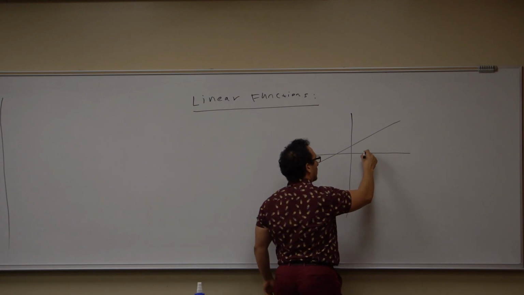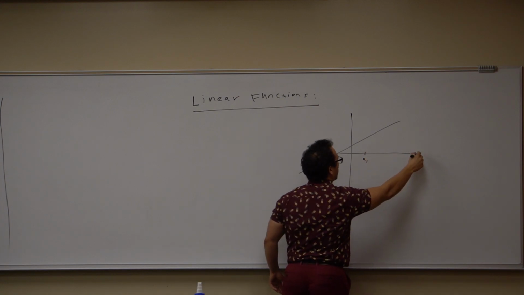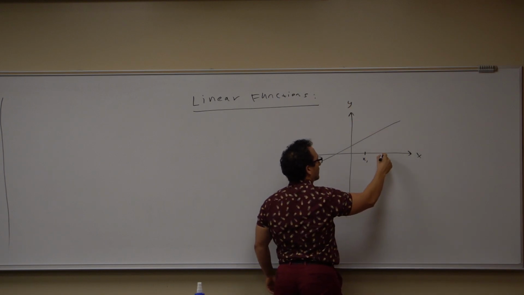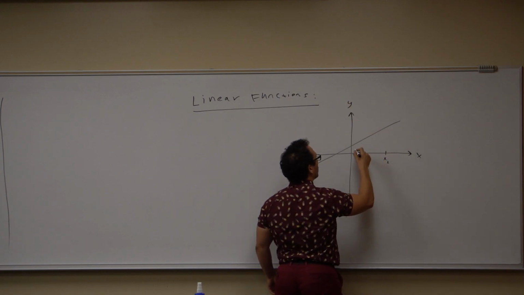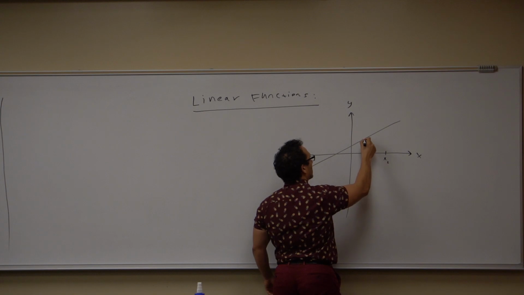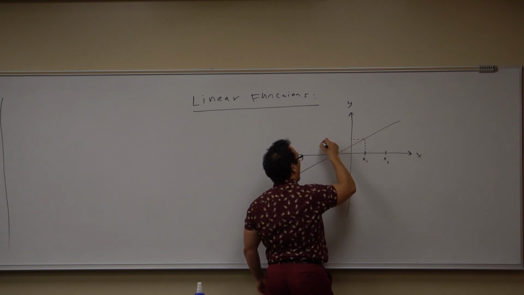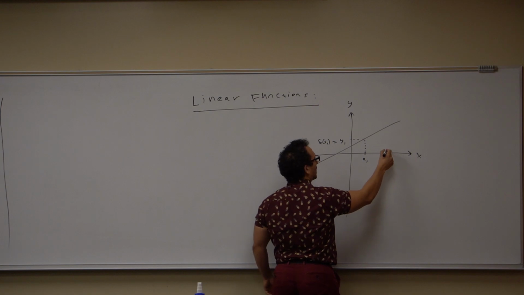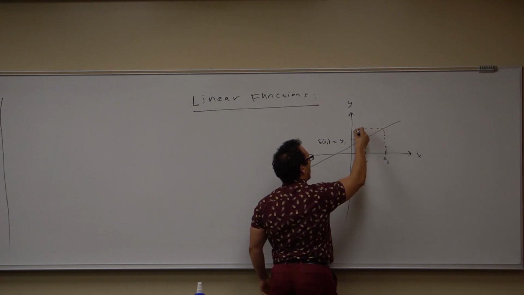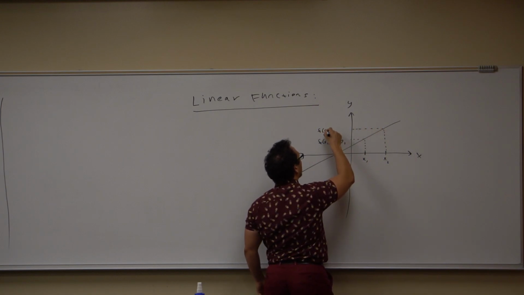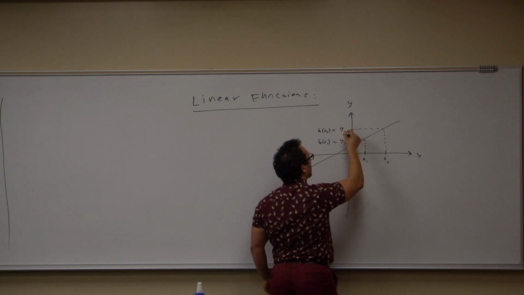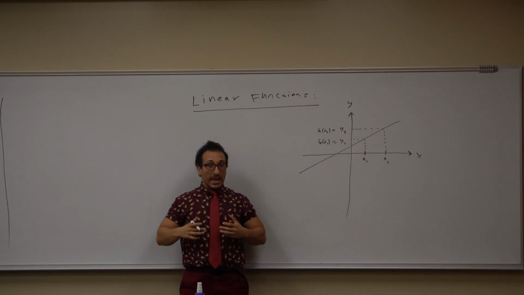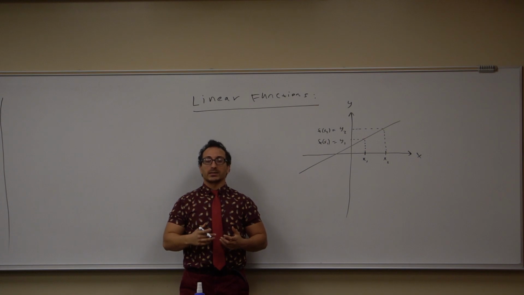And we have some x1 here, since this is the x-axis. Here's the y-axis. We have some x1, x2, and the corresponding f of x1, which we'll call our y1, and its corresponding f of x2, which we'll call our y2. Okay? We will analyze the properties of this line.